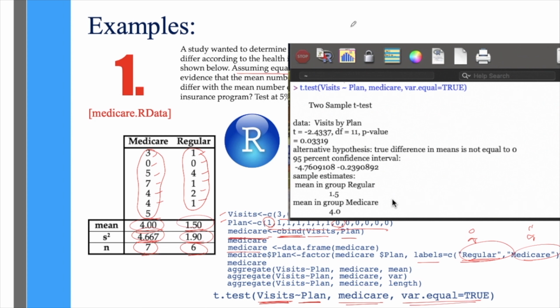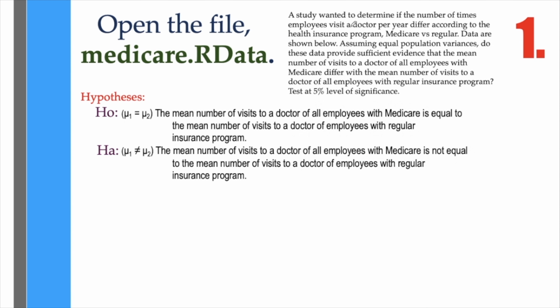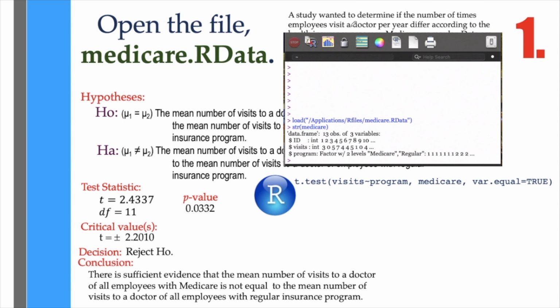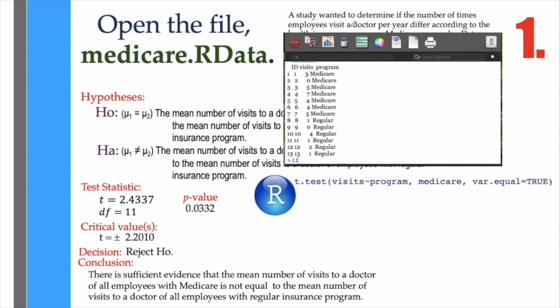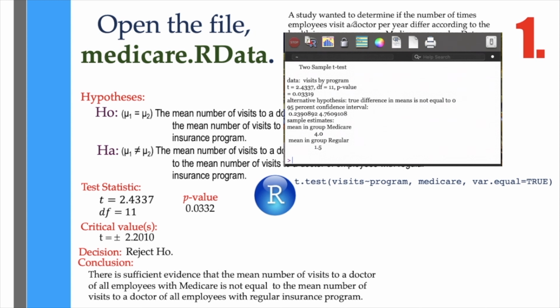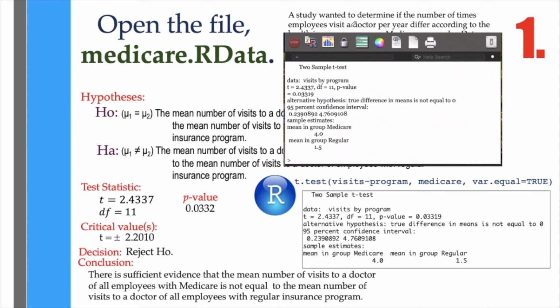However, if there's a raw data, just open it. So you may open Medicare.rdata and then simply type t.test and then visits tilde program, comma, Medicare, comma, and then var.equal equals TRUE. And we're going to have the same output.